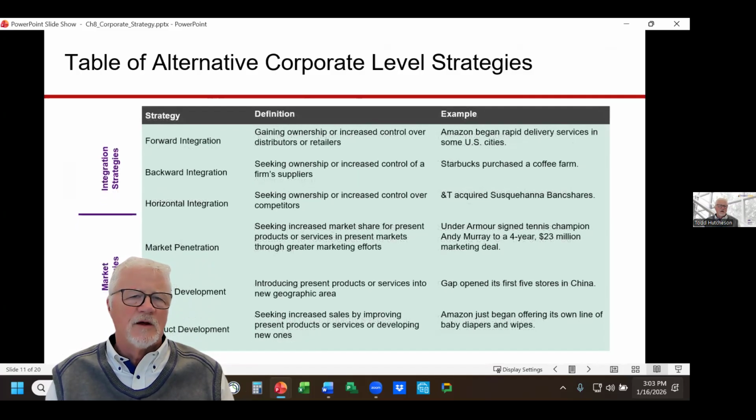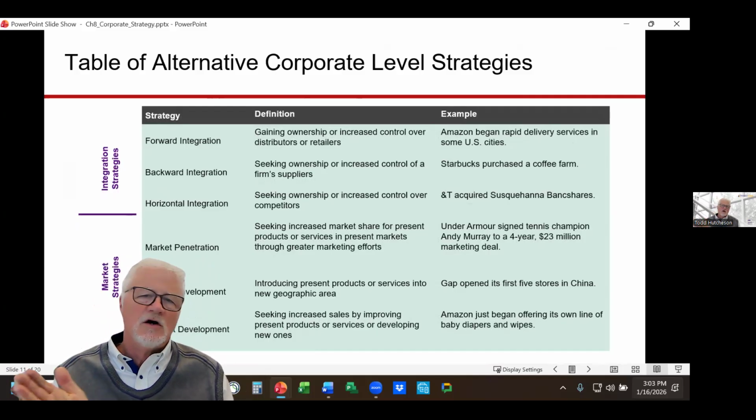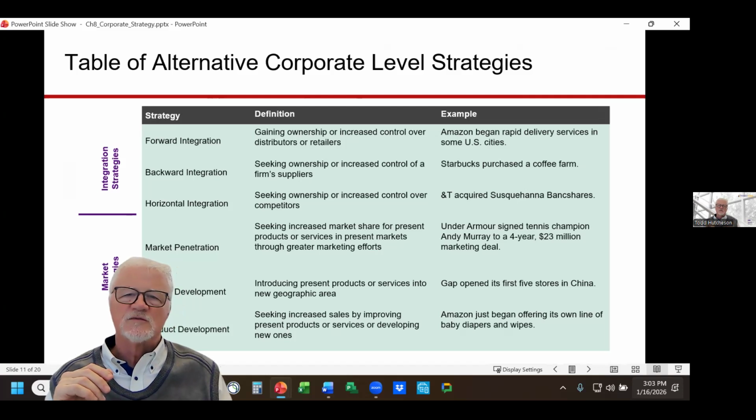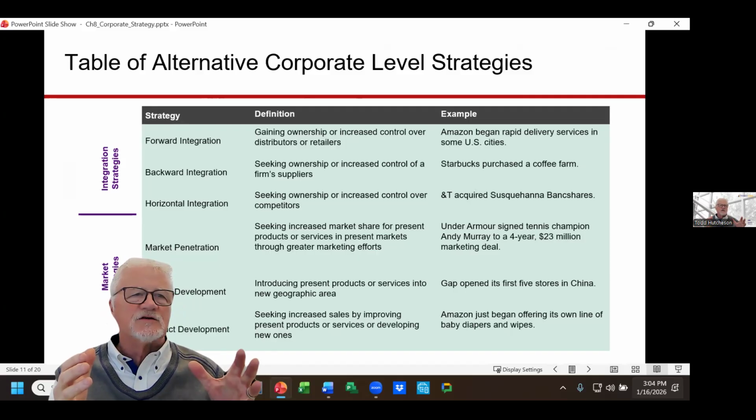Let's go back here a bit. Forward integration: gaining control over distributors or realtors. Amazon is a good example. Backward integration: ownership or increased control of a firm's suppliers. So Starbucks purchasing a coffee farm. Horizontal integration: ownership over competitors. AT&T acquired Susquehanna Bank shares, a firm that services the same market that they do, integrating those businesses together to be able to take advantage of synergies.